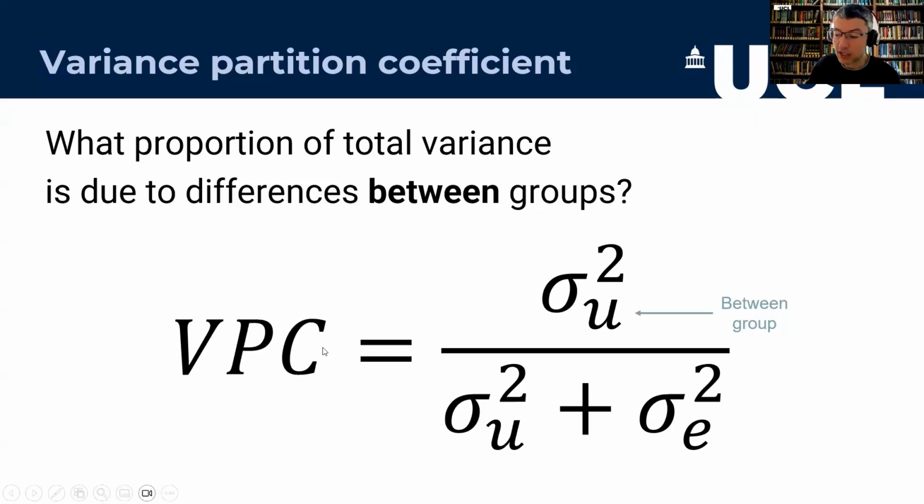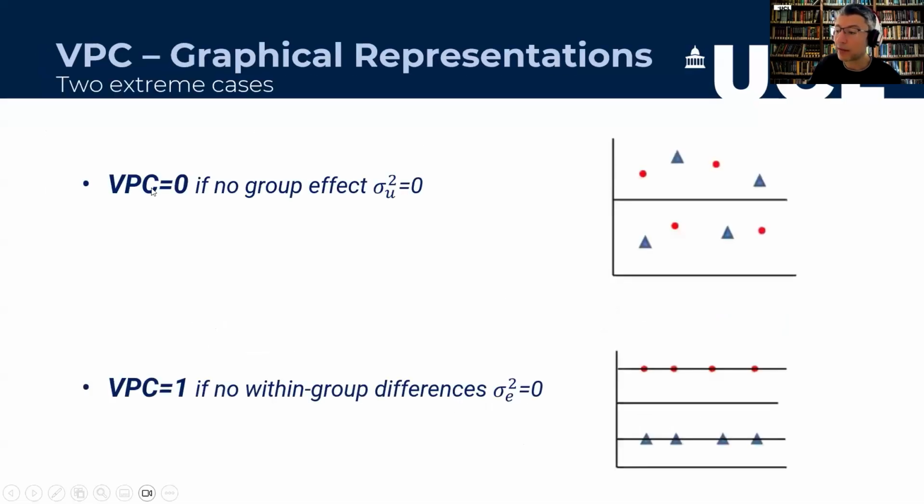And as we will see in the practicals over the next few days, we will see both how this can be interpreted and also how this changes or can change once we introduce more predictors in the model. But technically, the variance partition coefficient is a ratio of two values, and it can only range between 0 and 1. So if it's equal to 0, it means that there is no group effect.